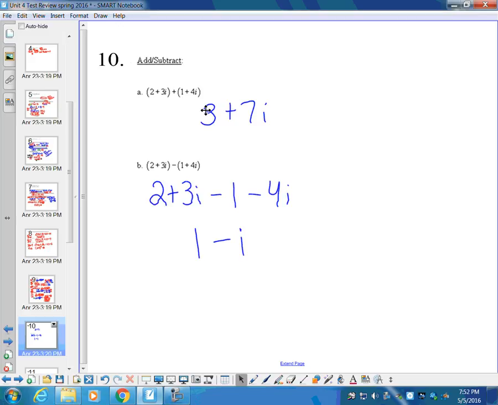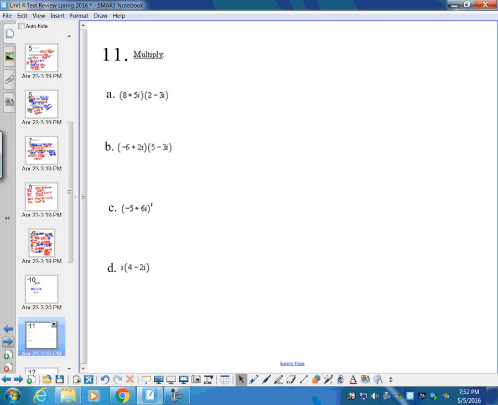Number 11. We're going to multiply. So we got a lobster claw. So you're going to do 8 times 2, 8 times negative 3i, 5i times 2, and 5i times negative 3i. So remember, double distribution. The 8 has got to be multiplied times both of them, and 5i has to be multiplied by both of them. So you get 16 minus 24i plus 10i minus 15i squared.